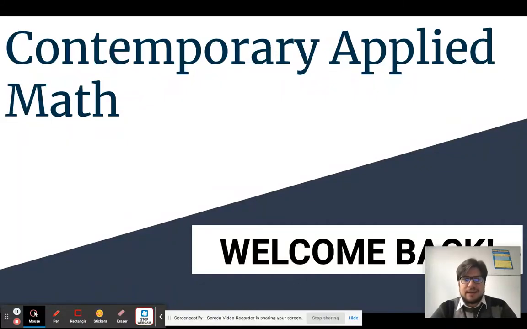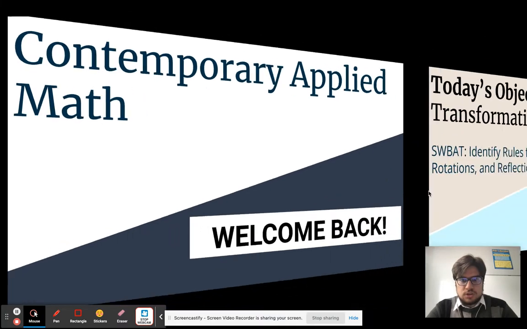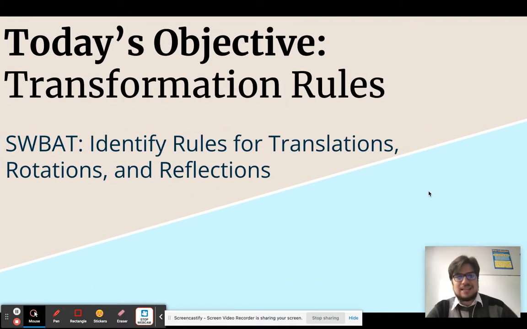Hello class, welcome back. Today we are going to talk about geometric transformations. We've been talking about that. That's been our unit. We've shown the actual transformations. We've shown how to actually calculate them or write them out using patty paper or different types of methods. But now we're going to talk about the actual rules. Okay, the rules of geometric transformations. That's our goal for today.